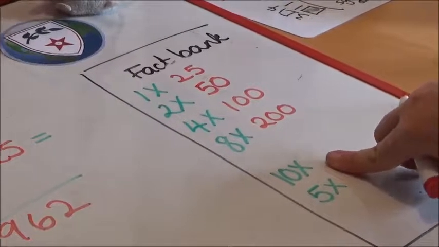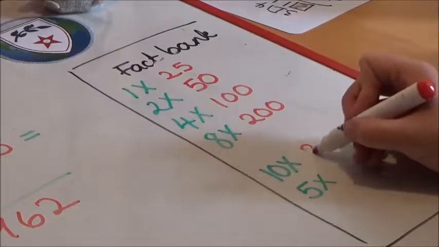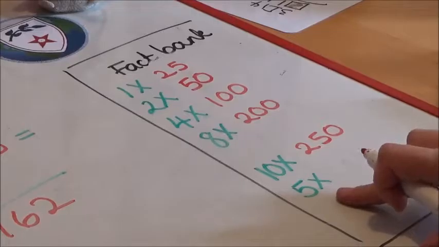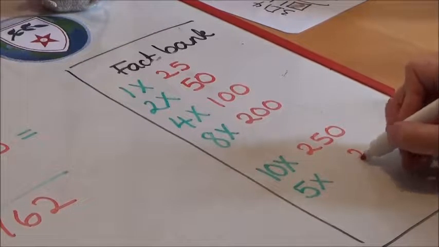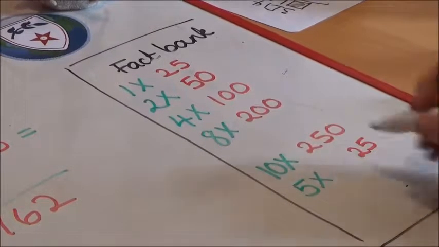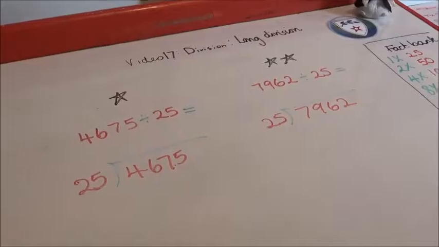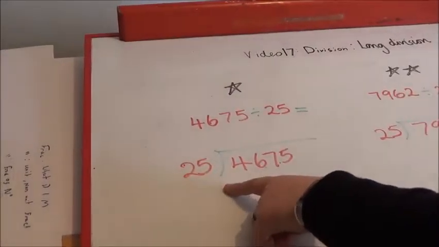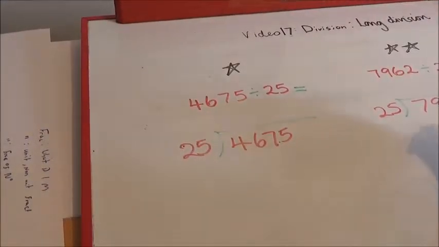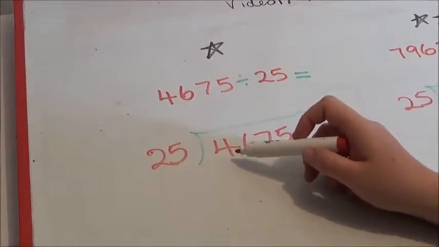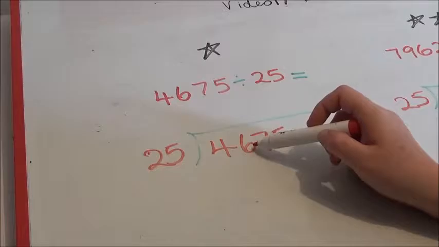Make a number 10 times bigger, move it up the place value position, 250. And we're going to half that to find out what 5 times is. Half of 50 is 25, and half of 200 is 100. So we've got our fact bank ready for us to answer our question. Using our long division strategy, we've got here in our bus stop method 4,675. So, how many 25s, how many groups of 25 go into 46?